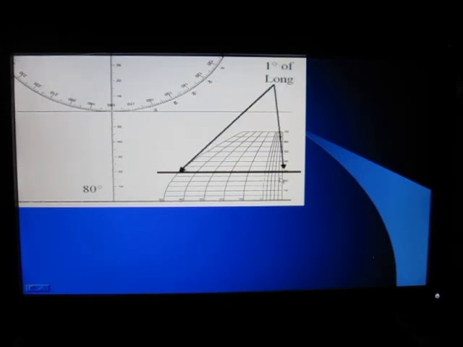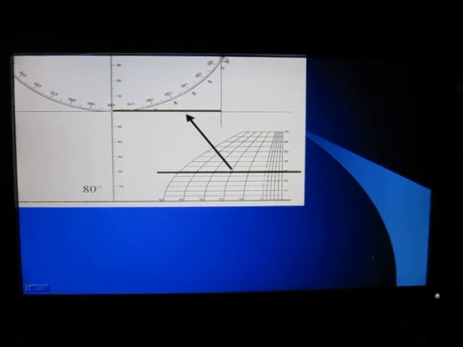So what I can do, I can take my dividers, I can measure this span of 60 minutes of longitude or 1 degree of longitude, and then I can transfer it right up here on a latitude parallel. I can transfer it up there, and then I can draw in a vertical line. This is our new longitude line. Now this is 80. We're in the west, so this is going to be what? 79. This is going to be 79 degrees west longitude.